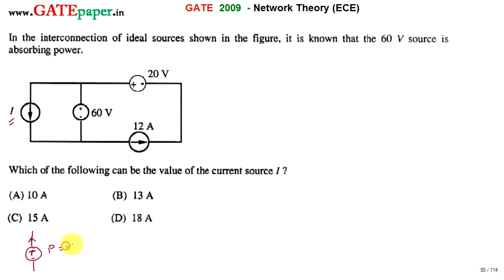Power is equal to V into I. I is the current coming from this power supply, and V is the voltage of the source. Now this power P is equal to V into I, which is called the power delivered to the circuit, or the power delivered by this voltage source.